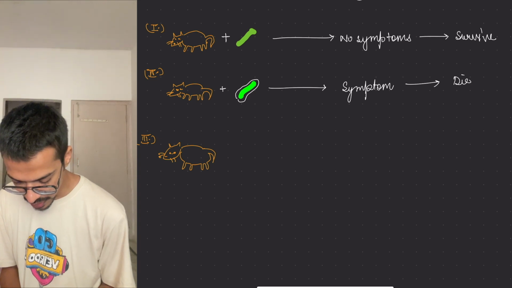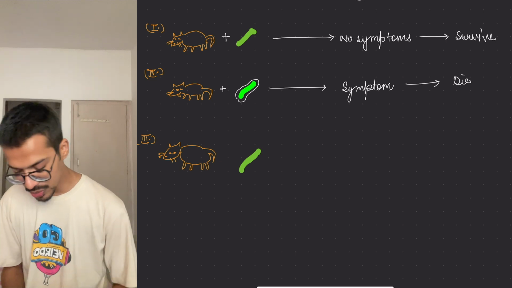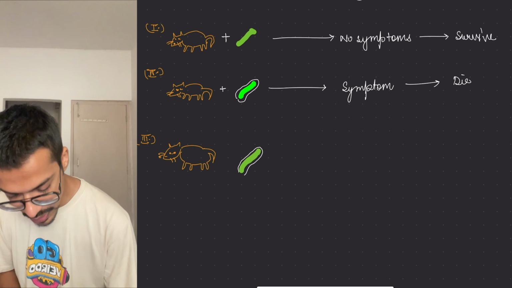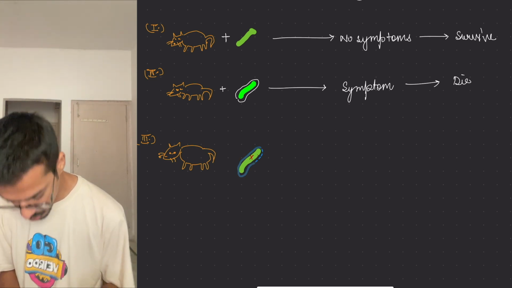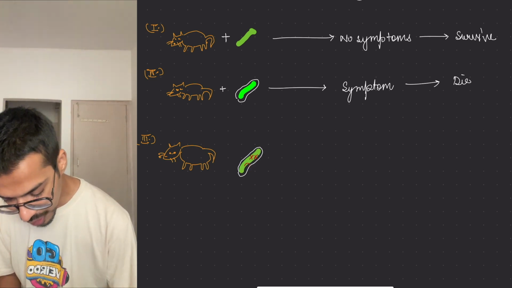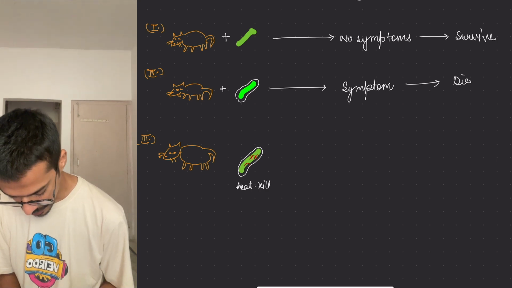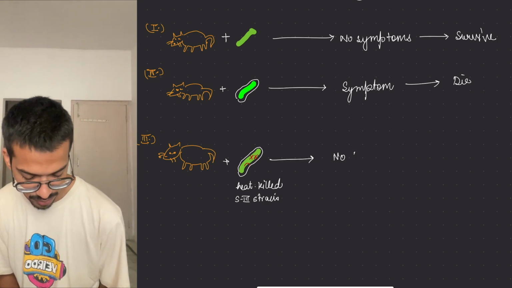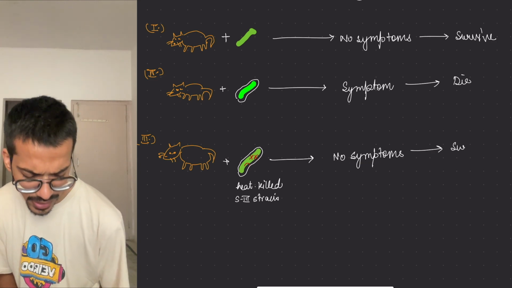Heat killed it means that I put this into the heat. Just think about it: if I put you into the oven, what will happen to you? You will die, right? You will say this only. So this bacteria will also die. So a dead bacteria would be dead. Now when I put this heat killed S strain into it, what happened? No symptoms come, and the mice survive, because you killed the bacteria.